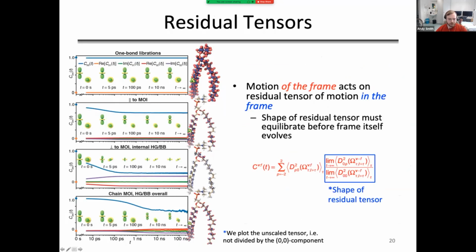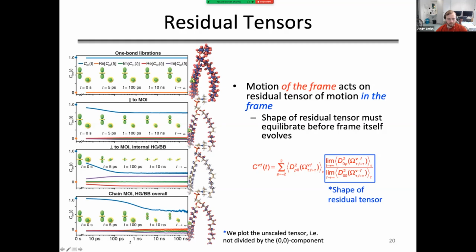The other thing that I think is worth taking a quick look at is the residual tensors from each motion. These are, of course, important to the analysis because when I calculate motion of a given frame, I need to apply that motion to the residual tensor of the inner frames. So all the motion within that frame. And so you can see what the different things do here. Libration, I mean, we already established on the previous slides, this is very small, and so it hardly averages the tensor at all. This is the time trajectory.